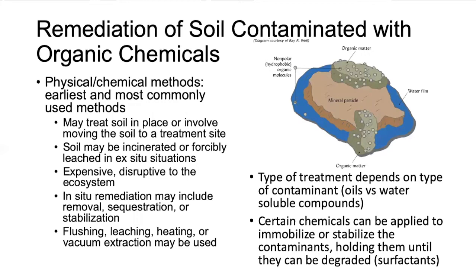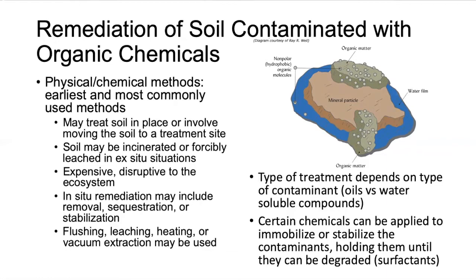So first, we can talk about soil contaminated with organic chemicals. So most commonly with organic chemicals, physical and chemical methods will be implemented. And these are also the earliest methods which were developed for soil remediation. Now these methods might be either in situ or ex situ applications. In situ would be treating the soil in place, whereas ex situ would involve excavating the soil and taking it somewhere else to be treated.